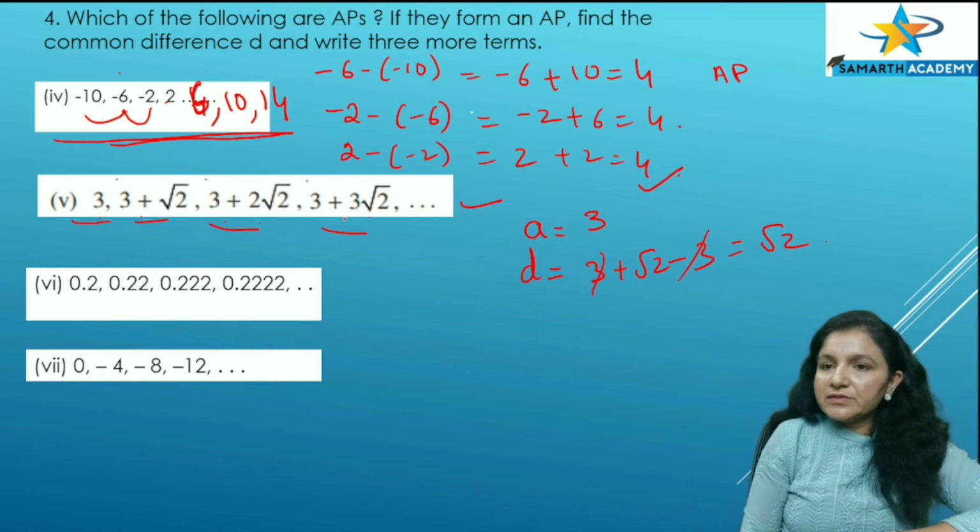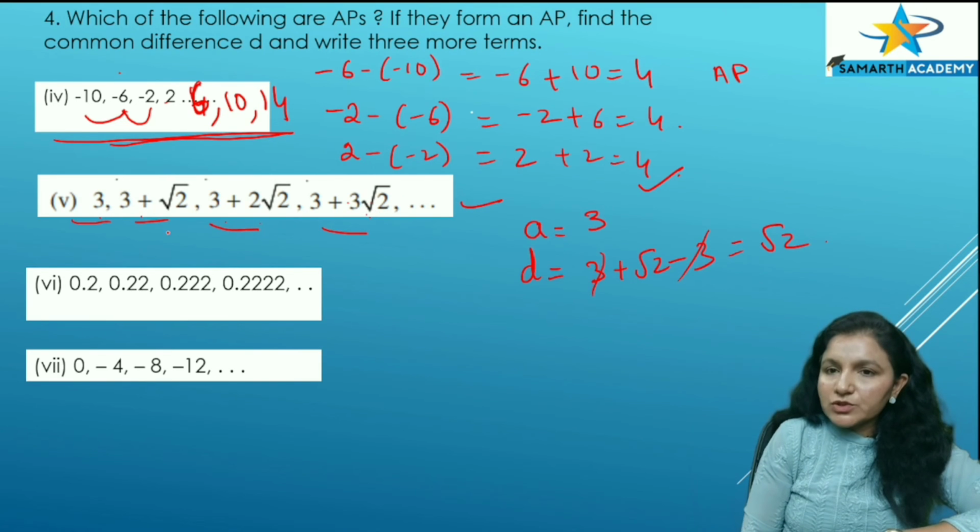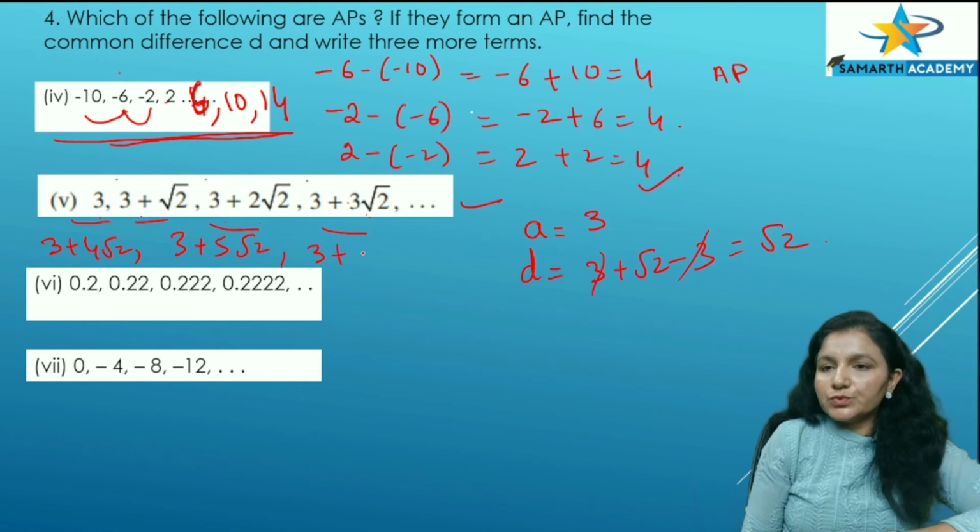So, what are the next terms? The next terms are 3 plus 3 root 2 plus root 2, which is 3 plus 4 root 2, 3 plus 5 root 2 and 3 plus 6 root 2.